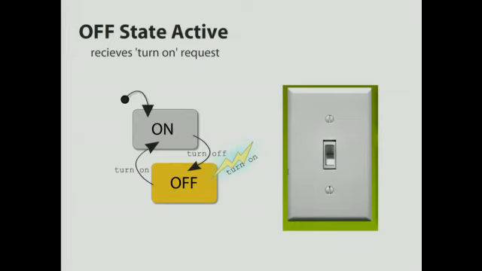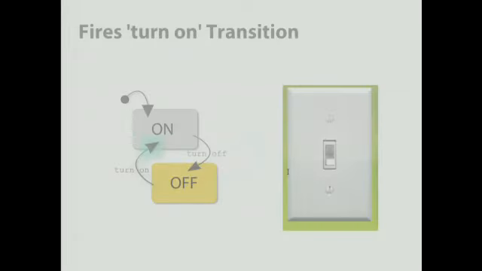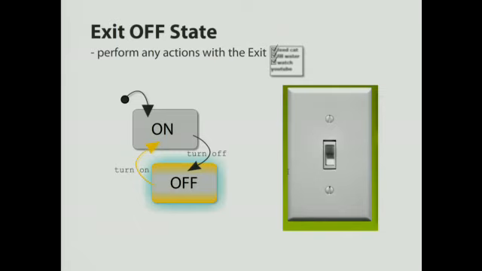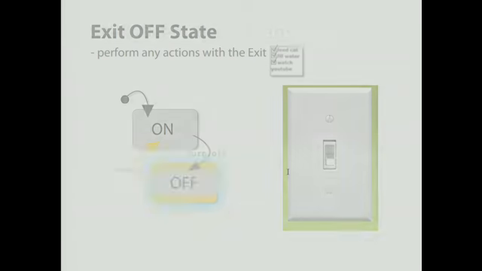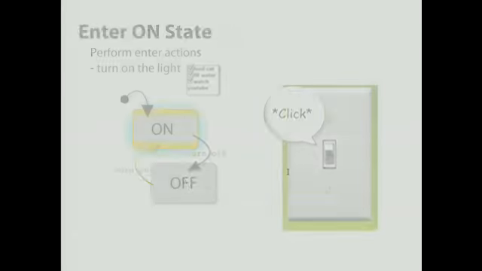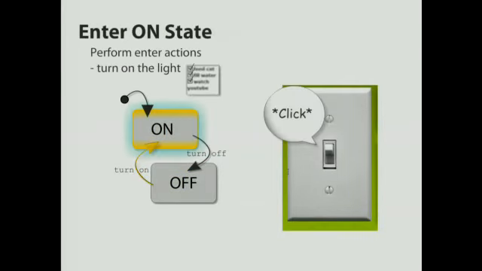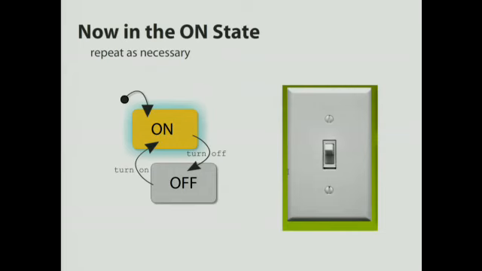Similarly, if we get the turn on event, we see there's a transition outward to the on. We select that. We exit the off state. In this case, there's no actions to perform. Cross the turn off transition. Enter the turn on transition, and then we see there are actions to perform to turn on the light switch again. And then we're back into the on state.